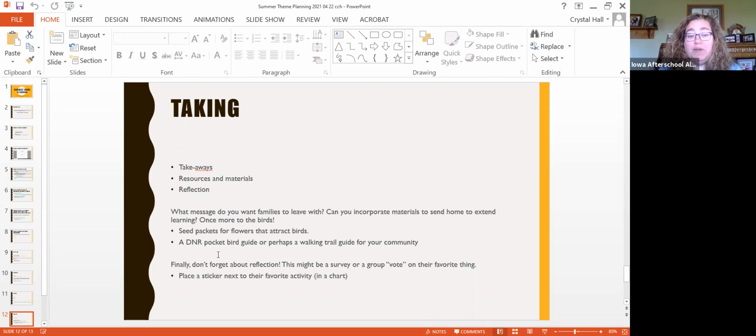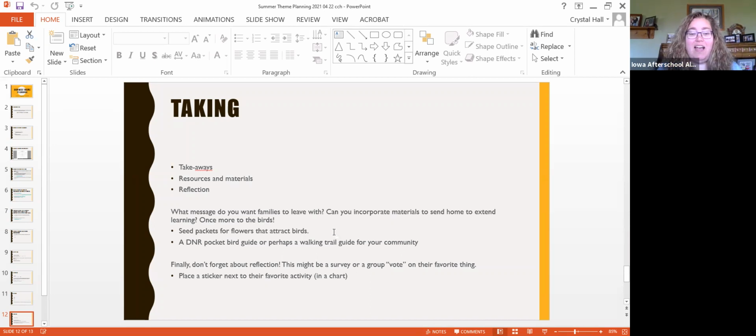Also, in the past, we've received these little pocket guides from the DNR or the Audubon Society. I can't remember which now off the top of my head. It's just kind of like a Birds of Iowa type of thing. Could you incorporate something like that? Or does your community have perhaps a map of the walking trails around wherever it is you live? Again, I live very rural. Our walking trails are like dirt or gravel roads, right? So we don't have that necessarily, but other places do.